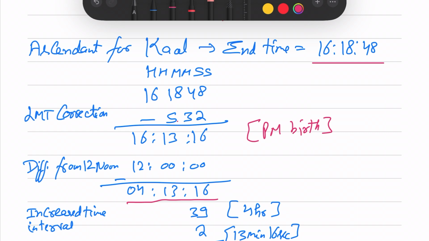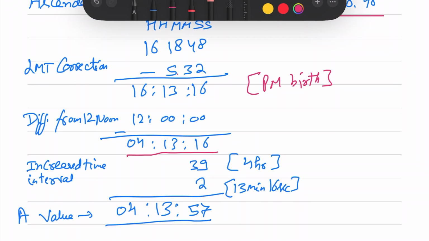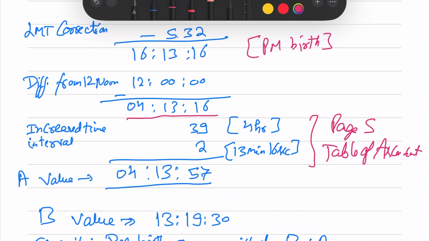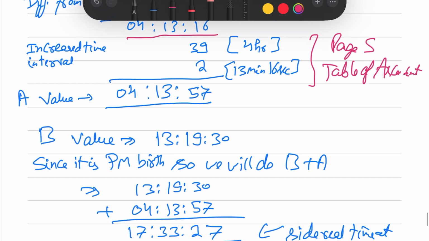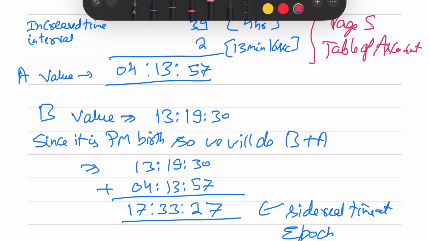We perform the increased time interval. For 4 hour it is 39 seconds, and for 15 minutes 16 seconds it is 2 seconds. So we added it, and this increased time interval is present on page 5 of the table of ascendant, and the A value, after adding it, is 4 hour 13 minutes and 14 seconds. The B value we have calculated above is 13, 19, 30. Since it is a PM birth, we will do B plus A. After adding these, we get 17, 33, 27 as the sidereal time at epoch.